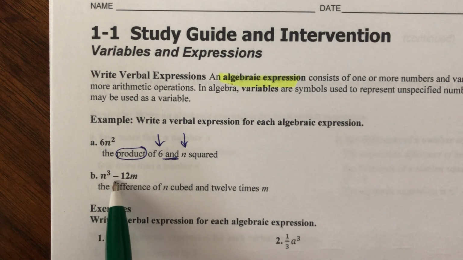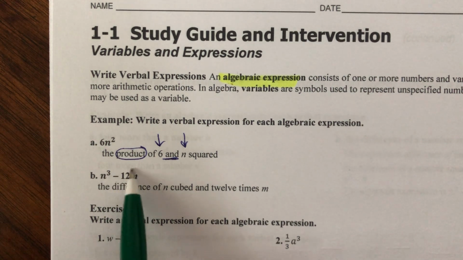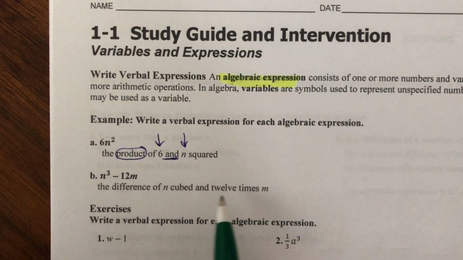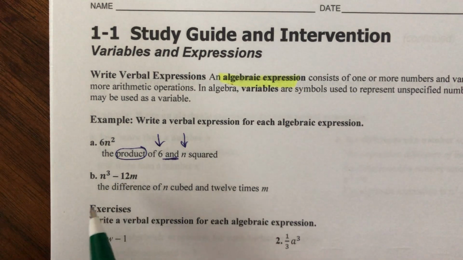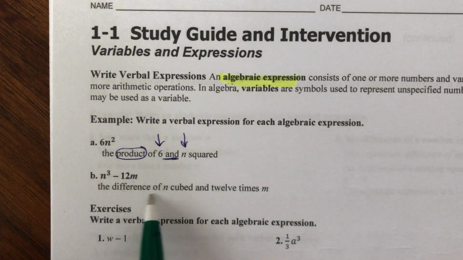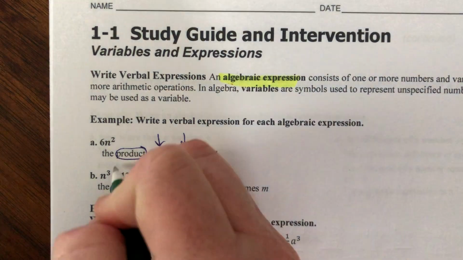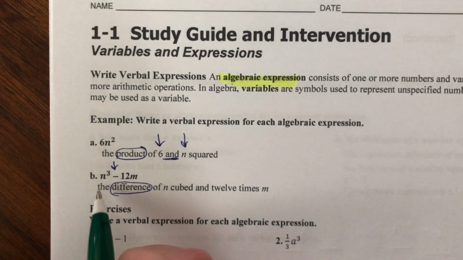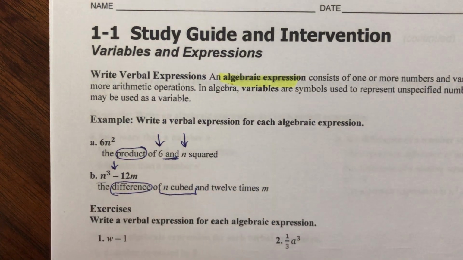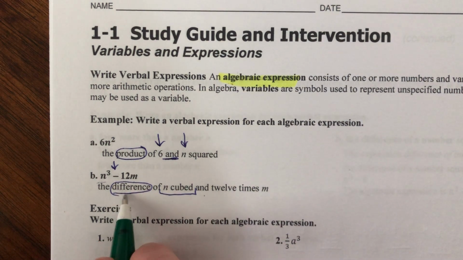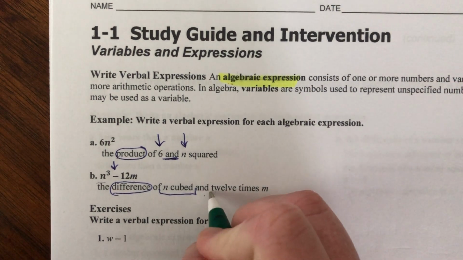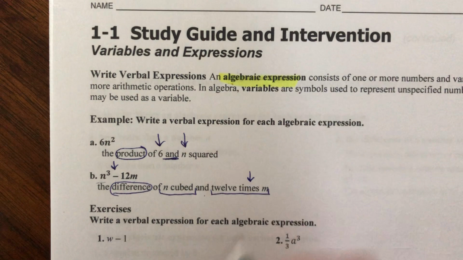B, n to the third power minus 12m. Now I just want to remind you, you can't call this 12m. When I'm doing a math problem, I read it that way, but when I write a verbal expression, that's not correct. That's lazy. I have to say what the 12 and the m are doing together. So here they said the difference, being this subtraction sign. So what two things are we subtracting? N cubed, that's n to the third power, and here's our difference. We're subtracting n cubed, and what's the second guy? 12 times m. See how they said times? You have to say what the operation is.